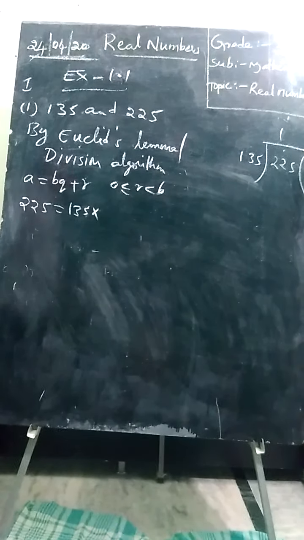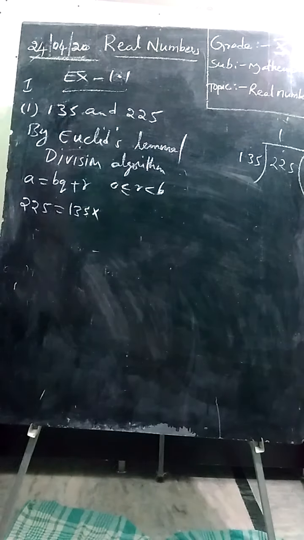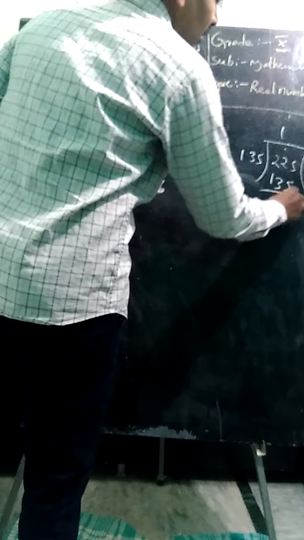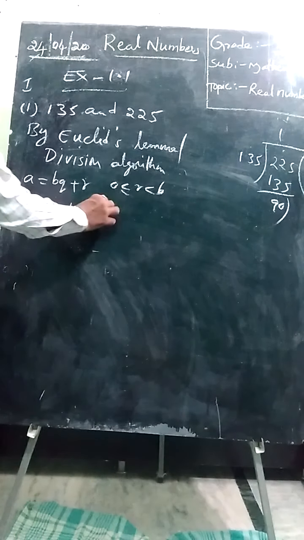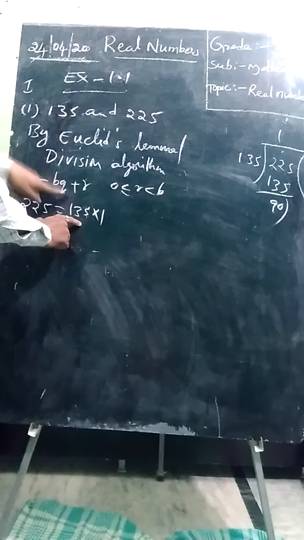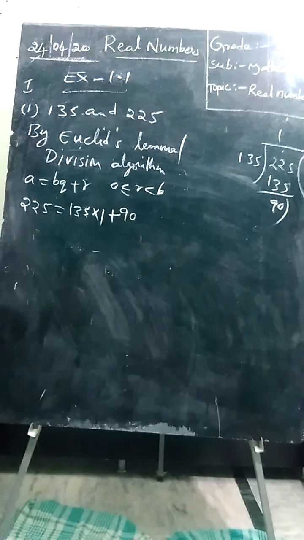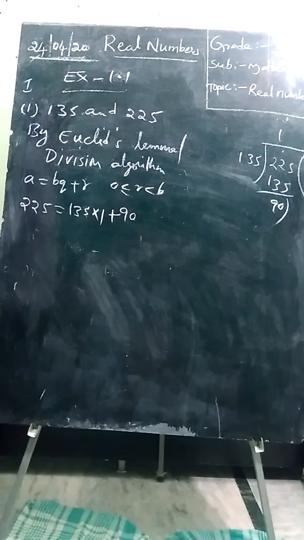We can apply the trial and error method, friends. 135 times 2 is 270, but we have 225. So let us take 135 times 1, plus the remainder 90. Here 135 into 1, this is the quotient, plus remainder 90. We should continue this process till we get 0 remainder. In whichever step we get 0 remainder, that step's divisor itself is called the HCF.